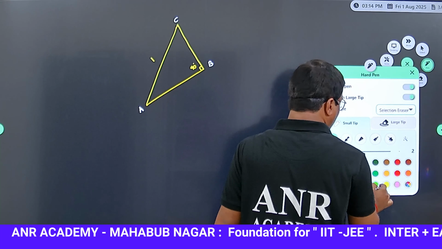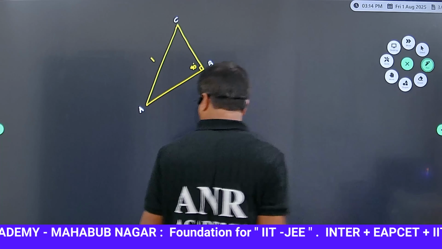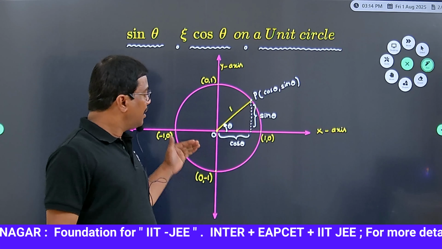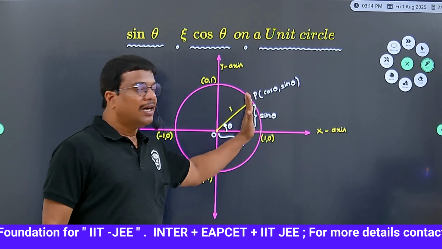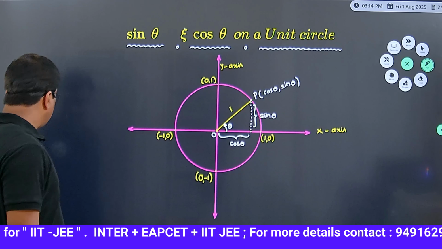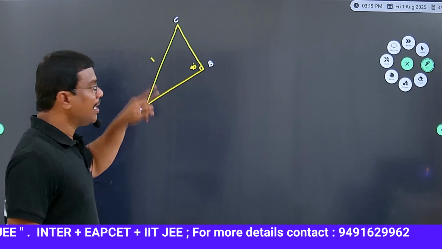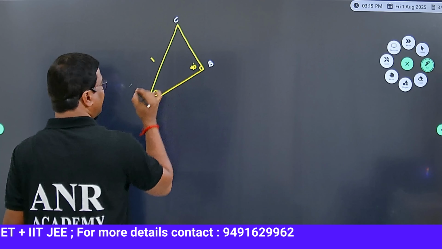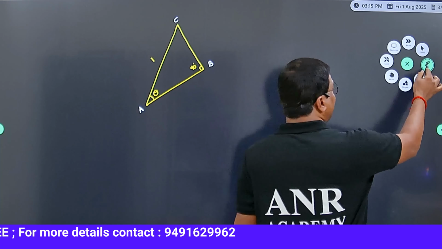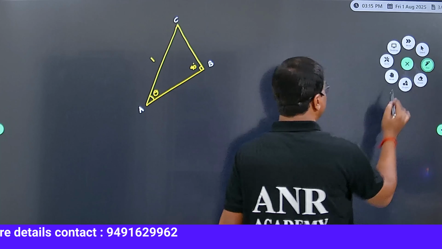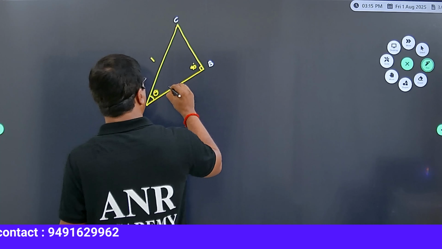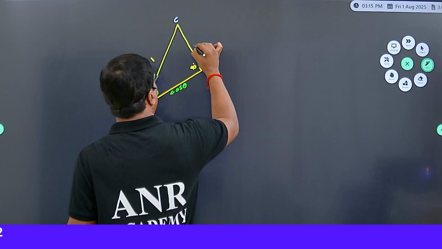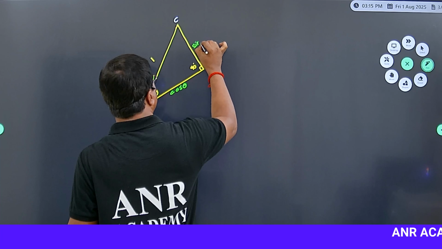Just now we discussed cosine angle and sine angle on a unit circle. In a right angle triangle, base is cos theta, height is sin theta. So here in this right angle triangle, if this is angle theta, then the base can be written as the horizontal component, cos theta, this is the cosine angle, and the perpendicular is the sine angle.